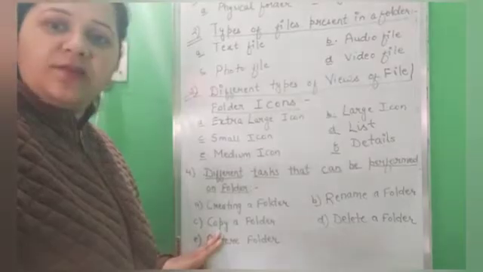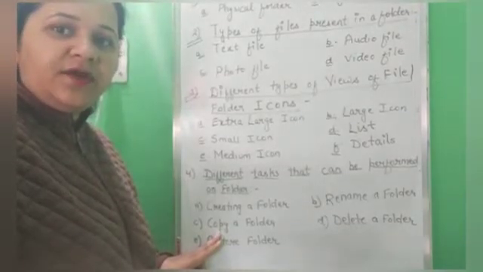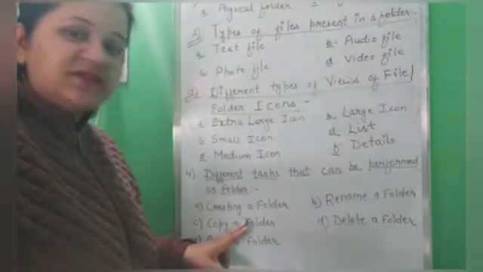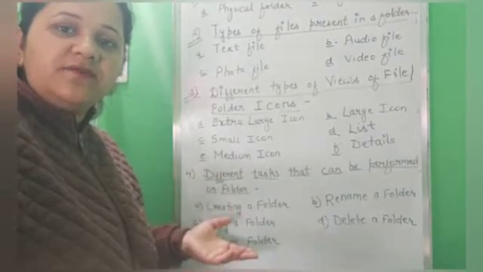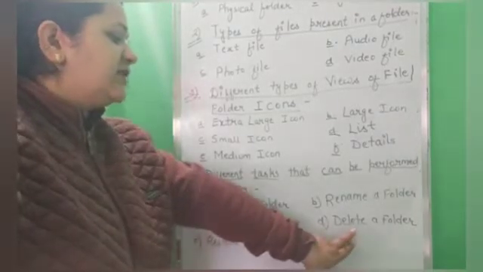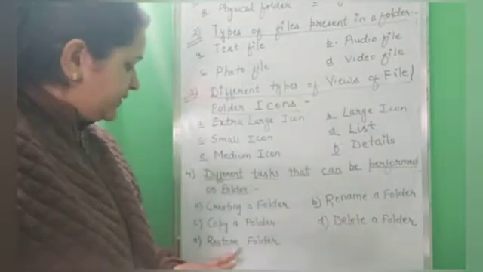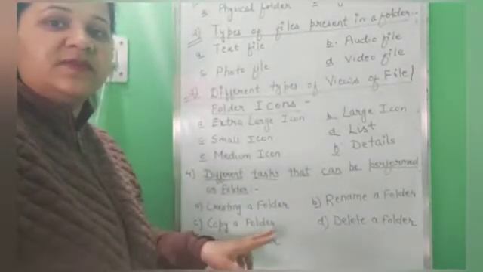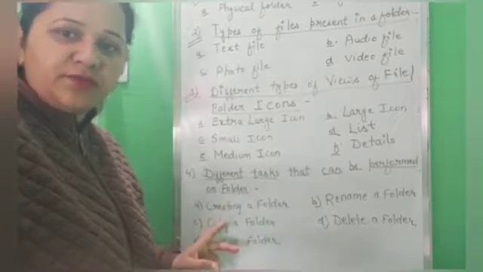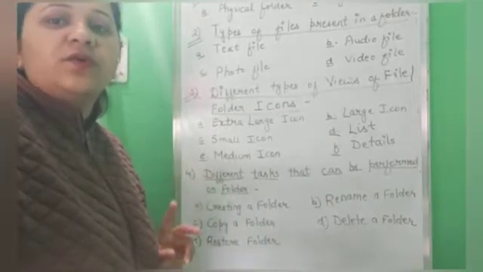Next, we can copy a folder. We can copy a folder means we can make duplicate copies of a folder. Next is delete a folder. If we do not want any folder any longer, then we can delete it also. Next is restore a folder. Suppose by mistake we have deleted any folder from the computer system, we can restore it also.